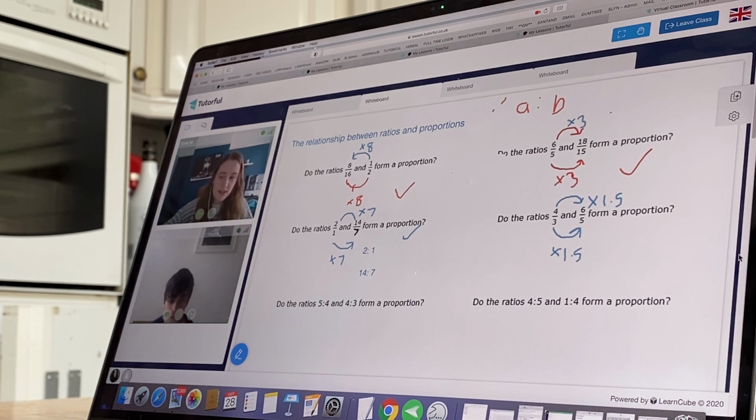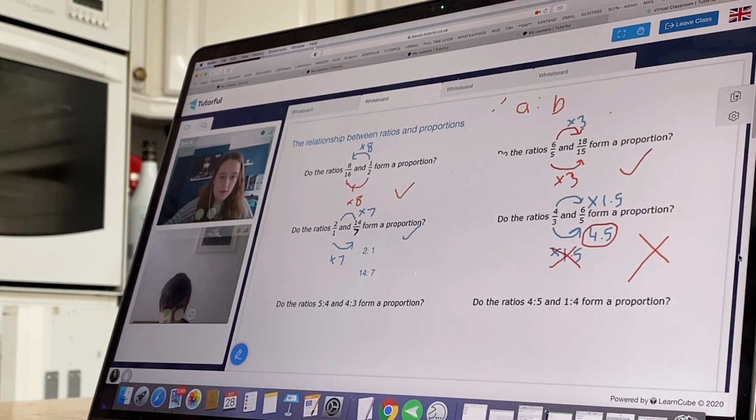But if we times 3 by 1.5, we get 4.5, not 5. Does that make sense? Yes. So we get 4.5, not 5. Therefore, they don't have a common ratio between them, so they're not proportional.